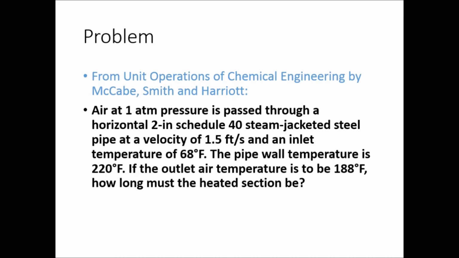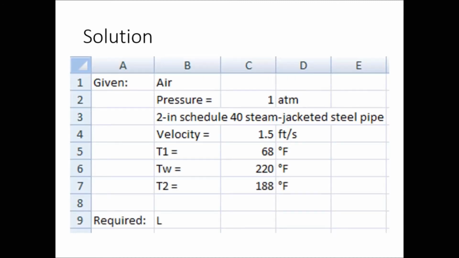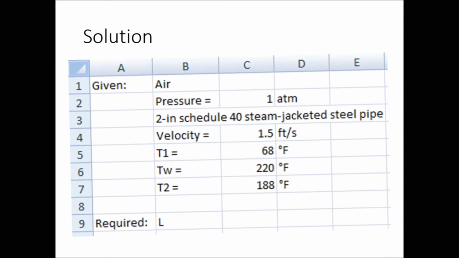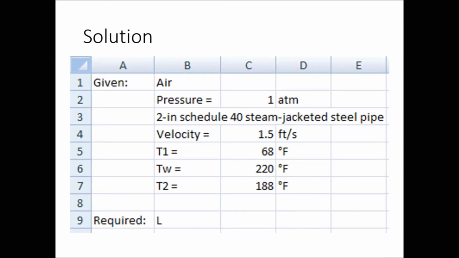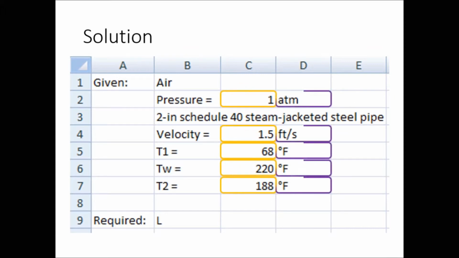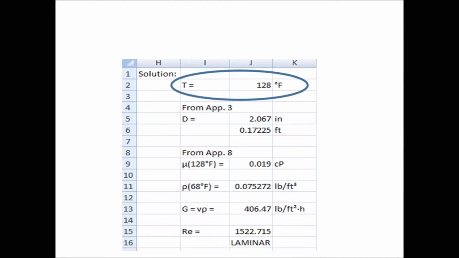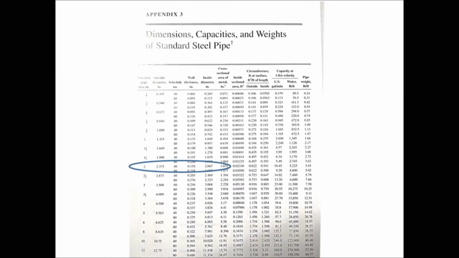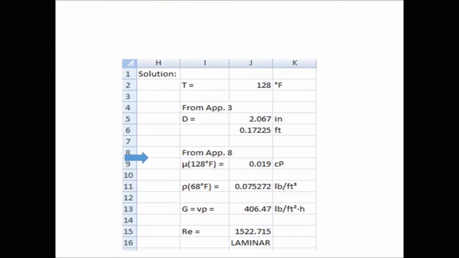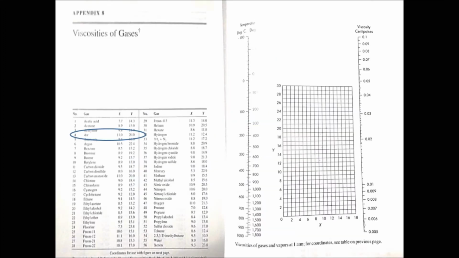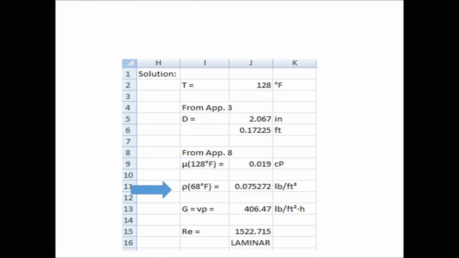To solve the problem, we will be using Microsoft Excel. First, we break down what is given in the problem as shown. The numerical values are in a separate cell from their units, so it would be easier when solving throughout the problem. The average temperature is calculated first to get the values needed at that temperature. The diameter was taken from Appendix 3 and the viscosity from Appendix 8. The density is calculated using the ideal gas law at 68 degrees Fahrenheit.